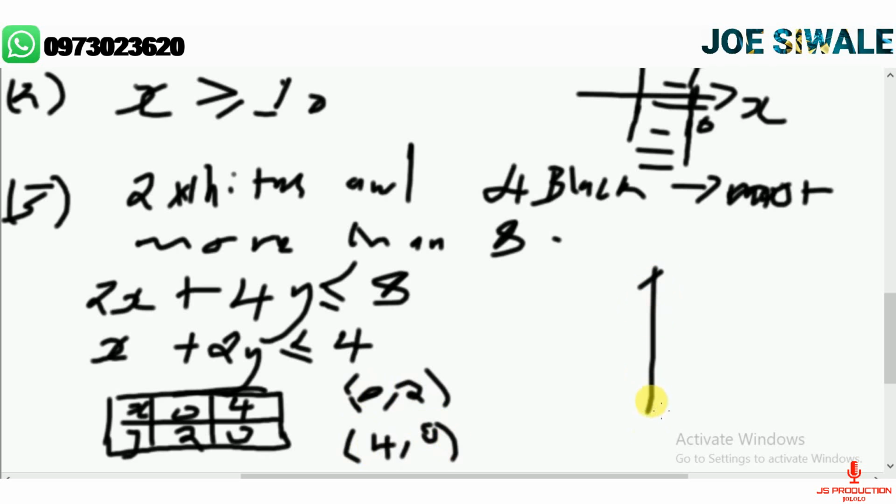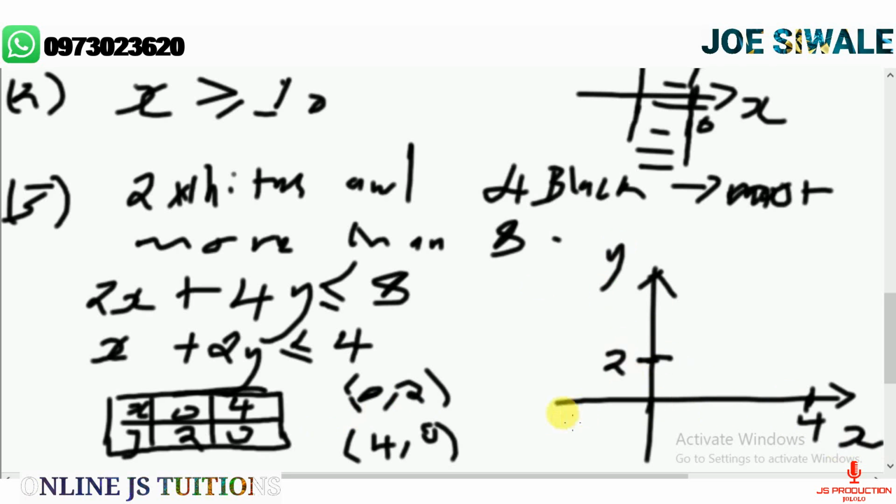And to represent this on the graph, I need to shade the unwanted region. The highest number on the x-axis, I know it's 4. Then the highest number on the y-axis is 2. First I put my y and my x here. The first coordinate, I have 0, 2, it's here. The second coordinate, I have 4, 0, which is here. So the line will be in this form.